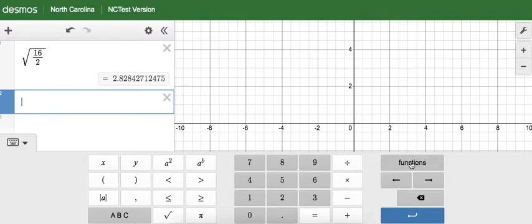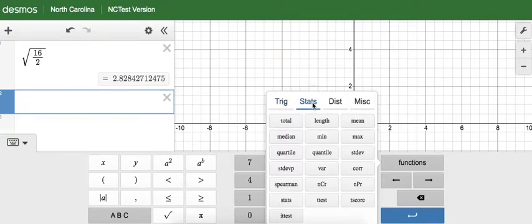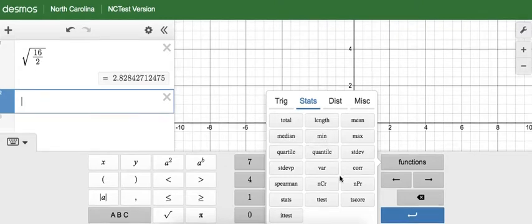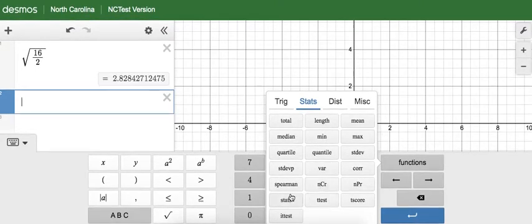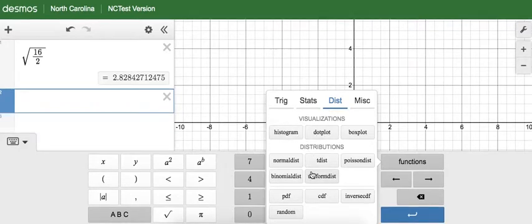There's a function button here. When you click it, you have some more menu options. The first ones here are trig options. That's more for Math 2. We have some statistics options, which give us total, a mean, which we need to know how to use, median, a minimum. Some of these other ones are more AP Stats type situations, standard deviation, quartiles. The DIST options are to be able to do a histogram or a box plot, distributions.